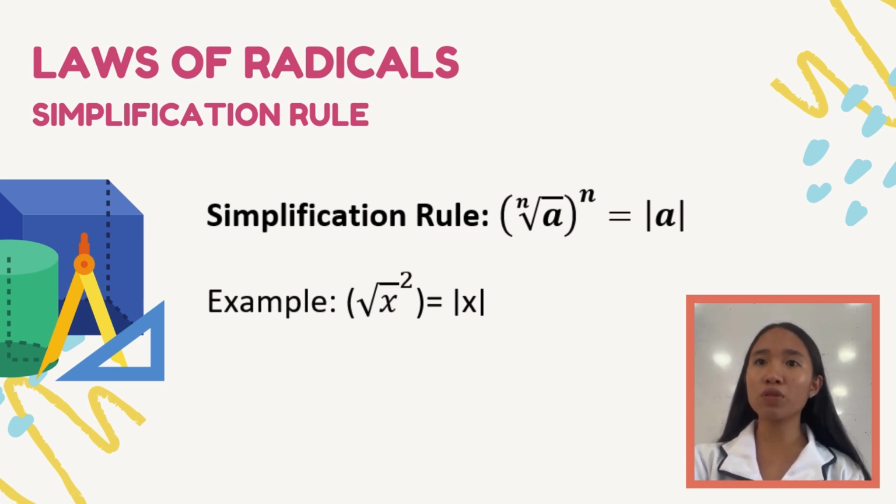Both of these rules are important tools for simplifying expressions with radicals. Remember, the power rule helps you simplify when the power is different from the root's index, and the simplification rule helps when they are the same.